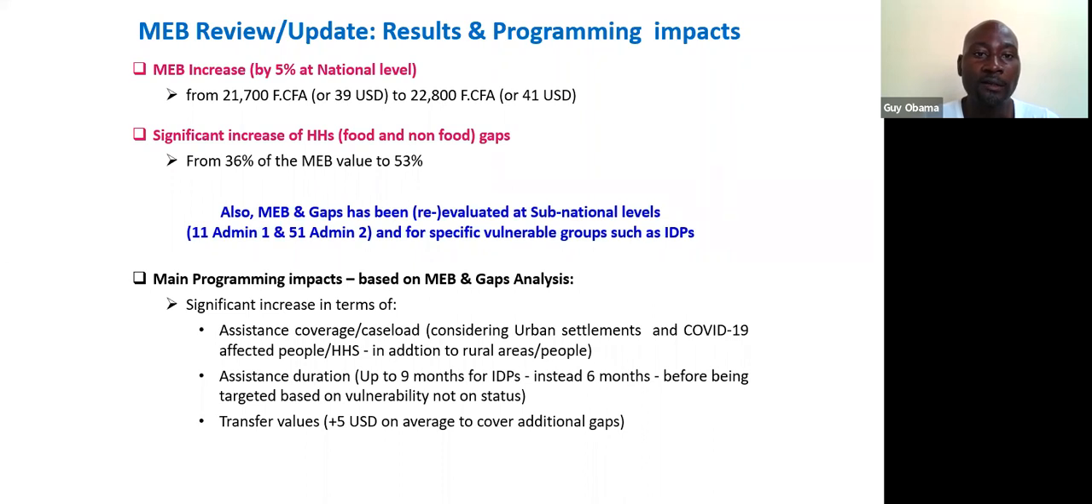And just to raise the point that this gap was evaluated at subnational level, by region and also at the admin 2 level, and also for specific vulnerable groups, because we also need to ensure that the analysis or the revision of the MEB has an impact in the programming aspect. So we focused on IDPs and several other vulnerable groups.